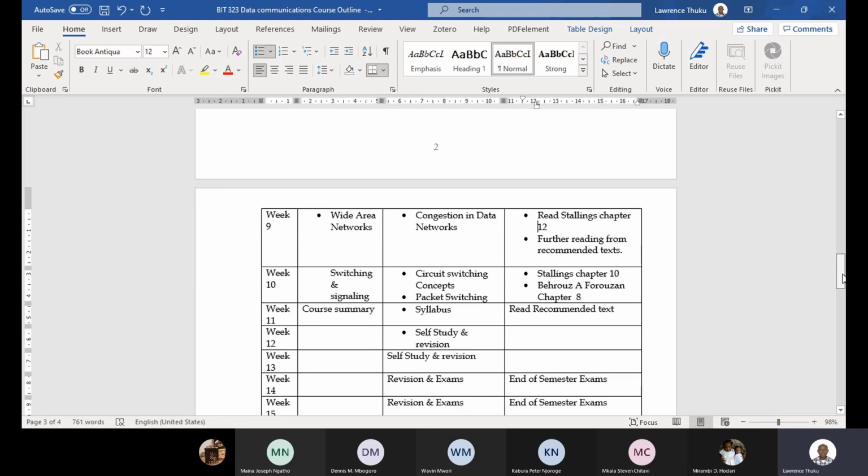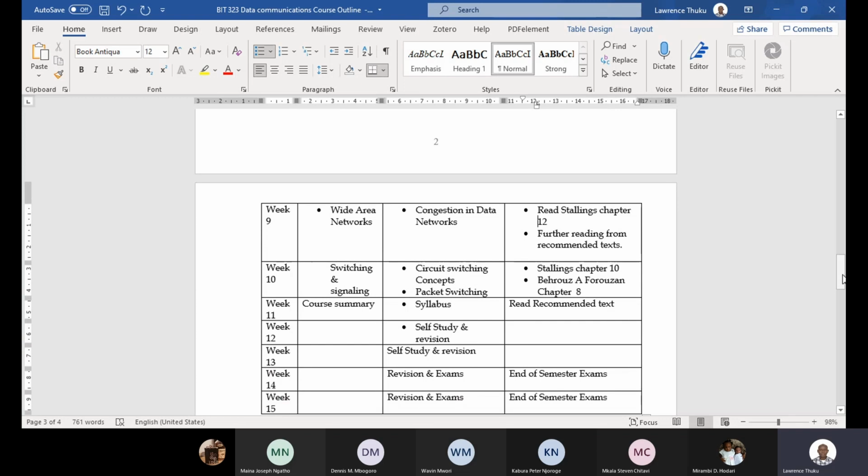And of course you have the wide area networks, which involve congestion in data networks, and you also talk about some switching techniques and signaling techniques, which involve the way data is moved from one location to the other. And of course it uses what we call different switching techniques to be able to transfer data from one level to the other.